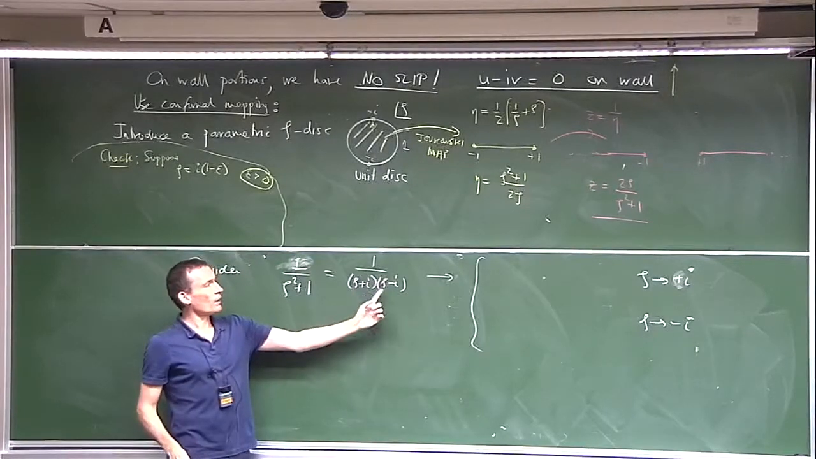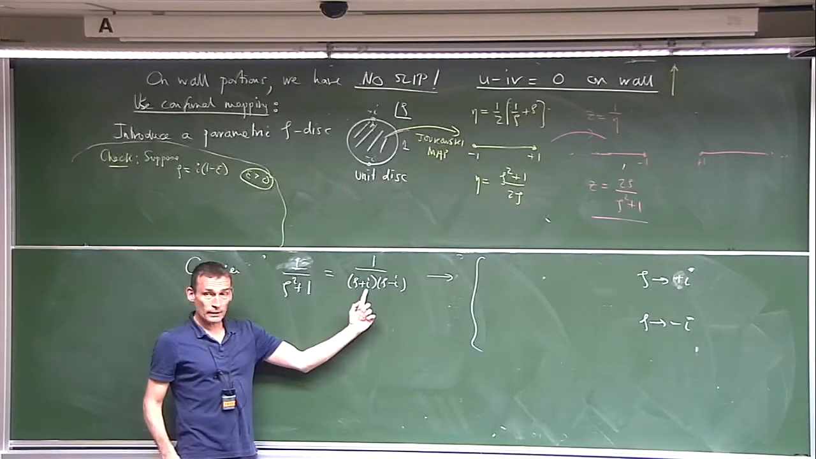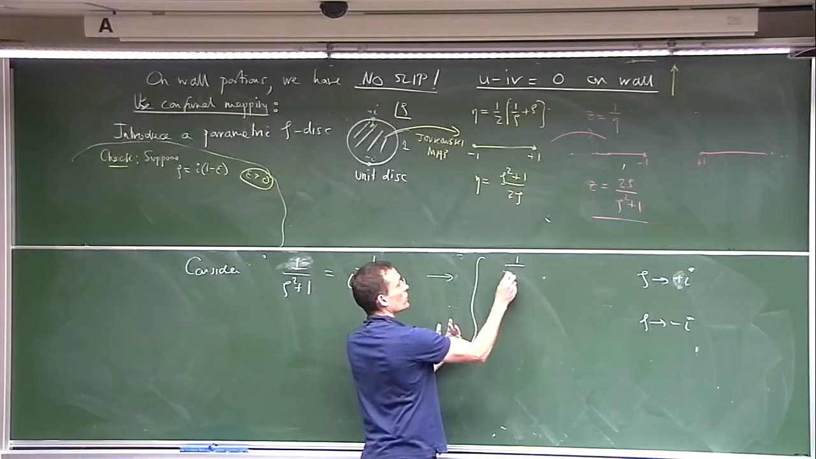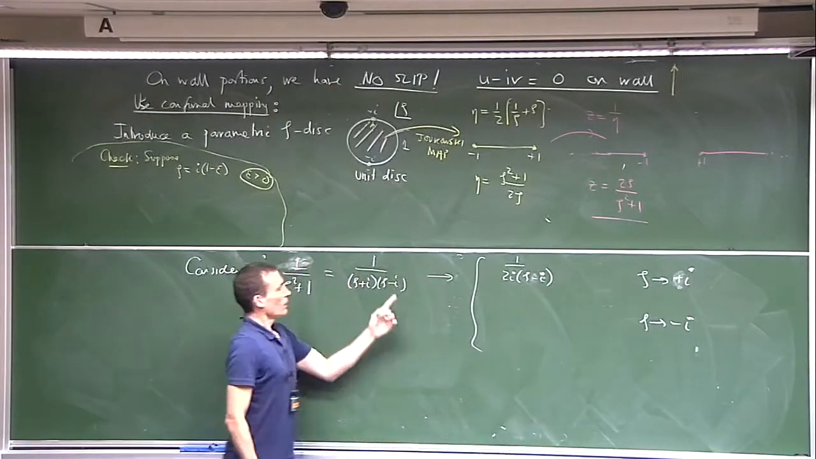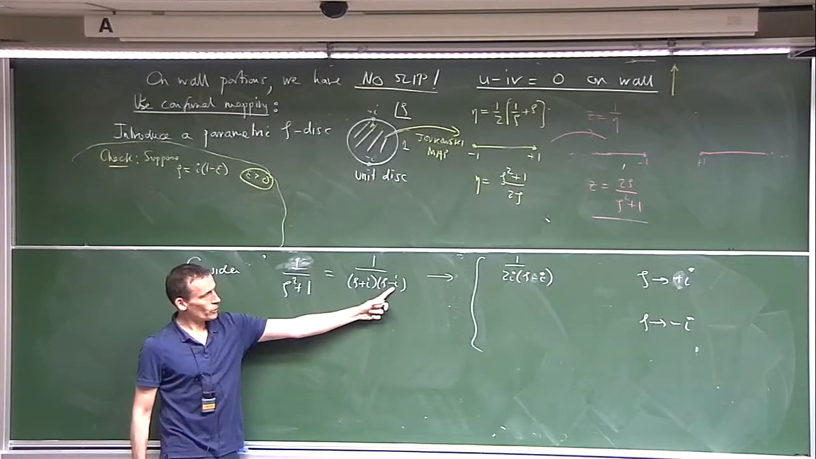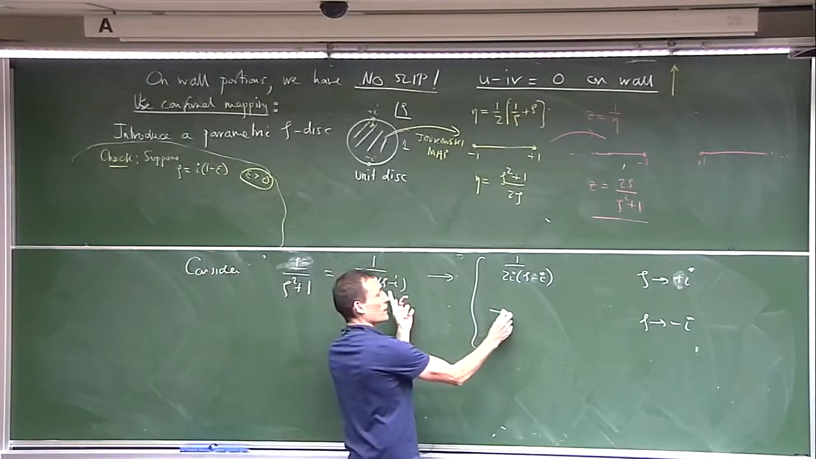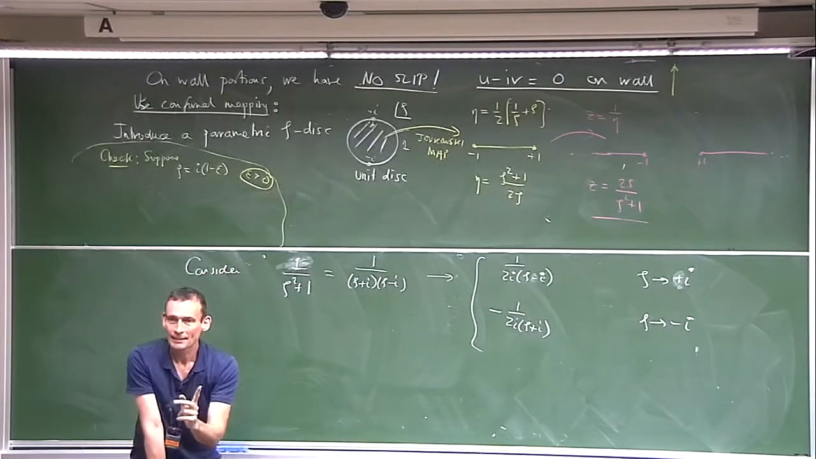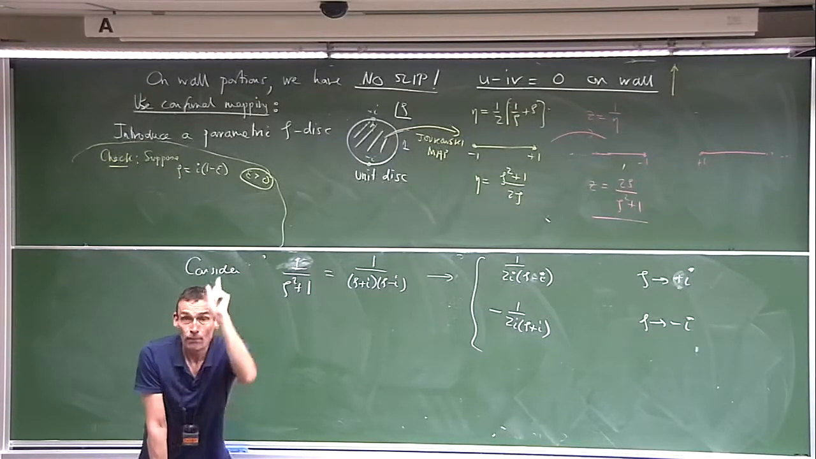As zeta tends to i, this thing blows up. But what does 1 over zeta plus i tend to? 1 over 2i. So this tends to 1 over 2i, zeta minus i. What about the bottom one? Well, then this thing blows up. And this thing tends to 1 over minus 2i. So this tends to minus 1 over 2i, zeta plus i. Aha! This is exactly the behavior I need for F.